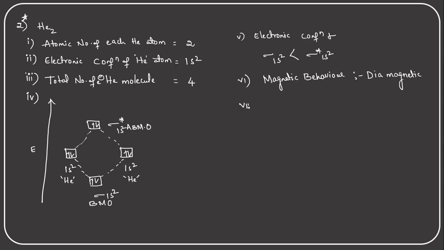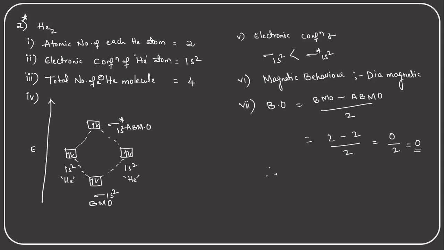And what is the next point? The seventh point is bond order, the calculation of bond order. Bond order is equal to the number of electrons in the bonding molecular orbitals minus the number in the anti-bonding molecular orbitals, divided by 2. In bonding molecular orbitals, how many electrons are there? 2 electrons, minus 2 electrons in the anti-bonding molecular orbitals, divided by 2. So 2 minus 2 is 0, and 0 by 2 is 0 only.